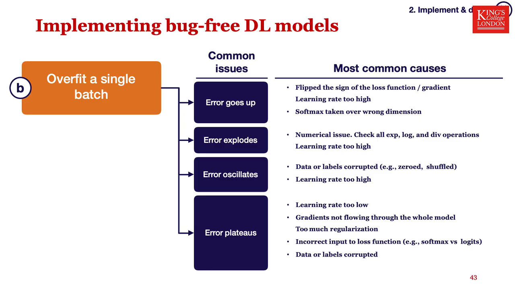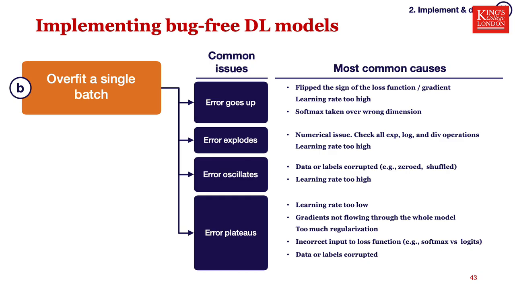It might also mean that the softmax has been taken over the wrong dimension. If you're overfitting on a single batch, you'd expect the model to be able to memorize the data, if your model is complex enough, obviously, which means you'd expect your error to go down and to go down sufficiently. If it doesn't, it's because something else is clearly wrong.